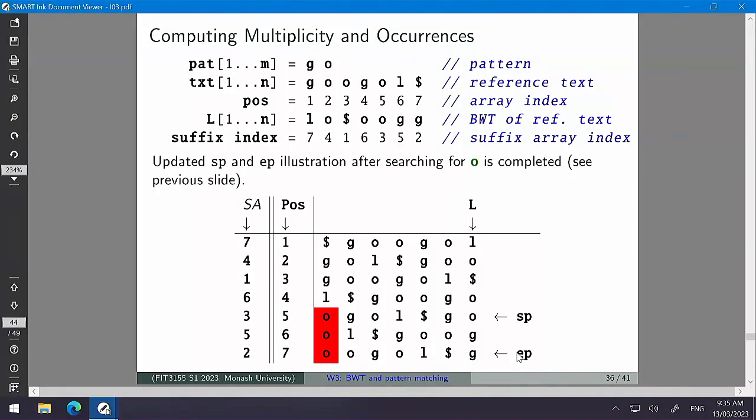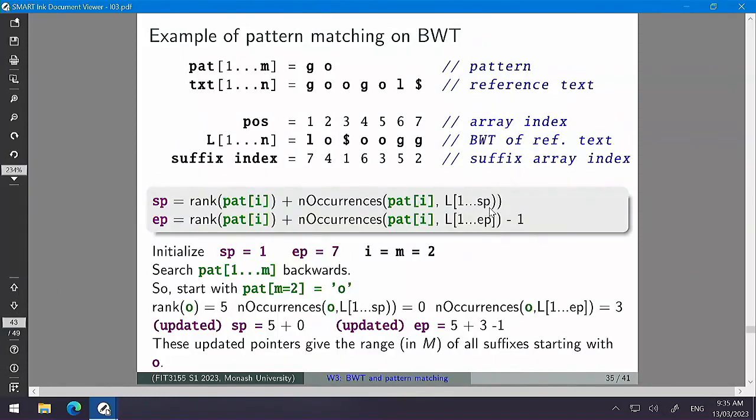Rank of G is 2. How many times have I seen a G from 1 to the current start point exclusive? How many times have I seen a G from the first position to the current, exclusive? 0, isn't it? Am I missing something? Is it 0? You said 1. Where did I see a G before? 1 to this position, the current start point. Current start point exclusive. That's what this slide says, right? 1 to start point exclusive.